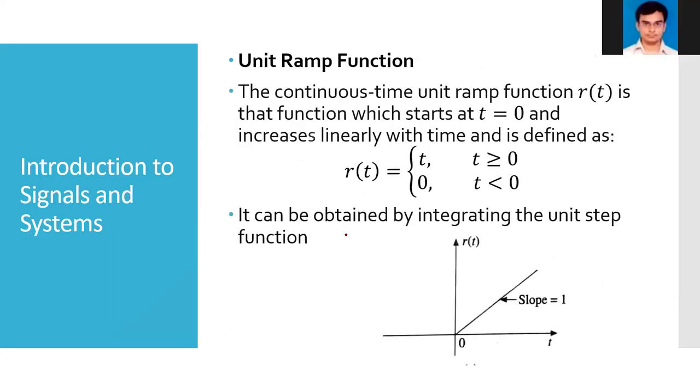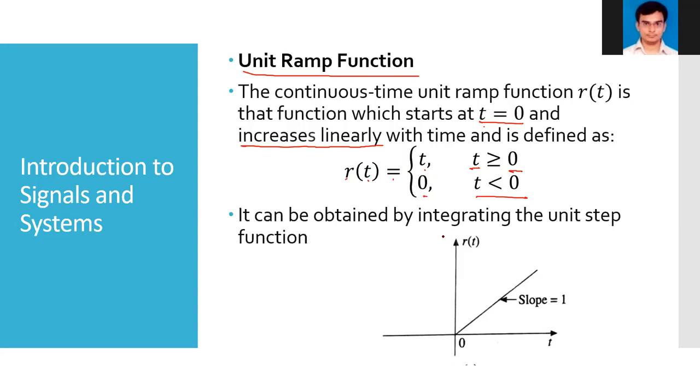Then we have a unit ramp function. I think you have already studied the unit ramp function. The continuous time unit ramp function r of t is that function which starts at t is equal to 0 and increases linearly with time, and is defined as r of t is equal to t for t greater than or equal to 0, and it is 0 for t less than 0.